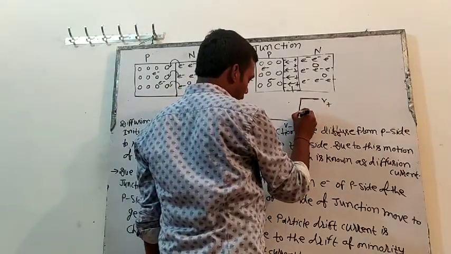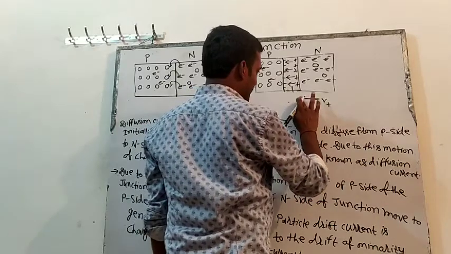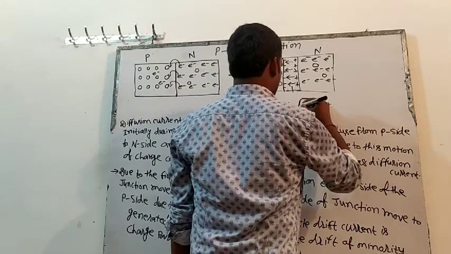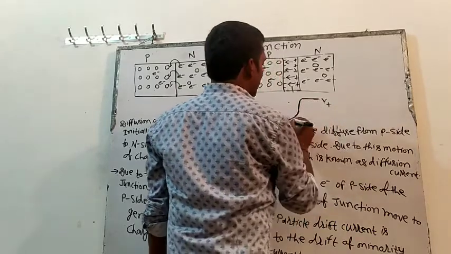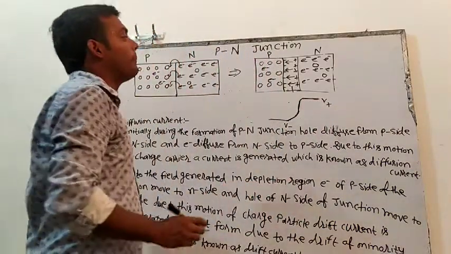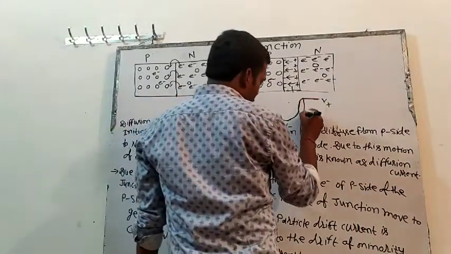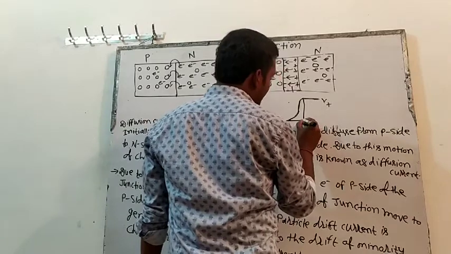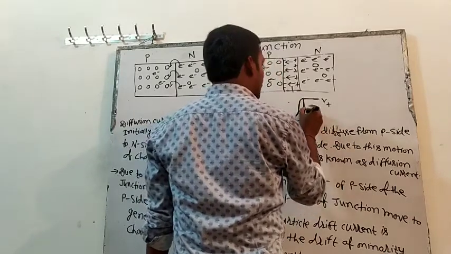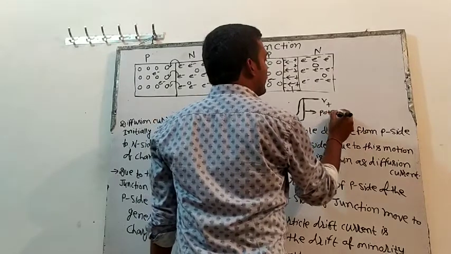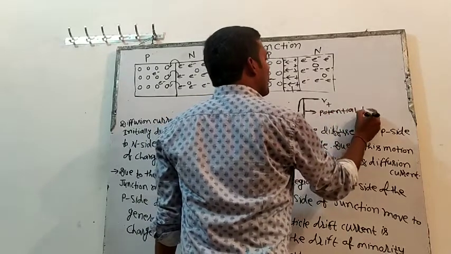And see this one, a graph will be like this. This is known as potential difference. And see this one. Can you see this? This height is known as potential barrier.